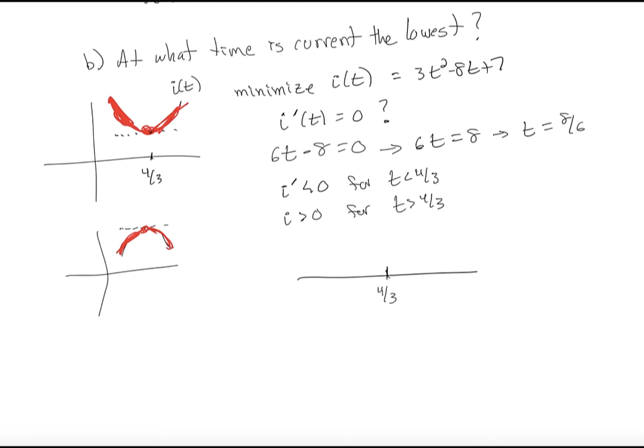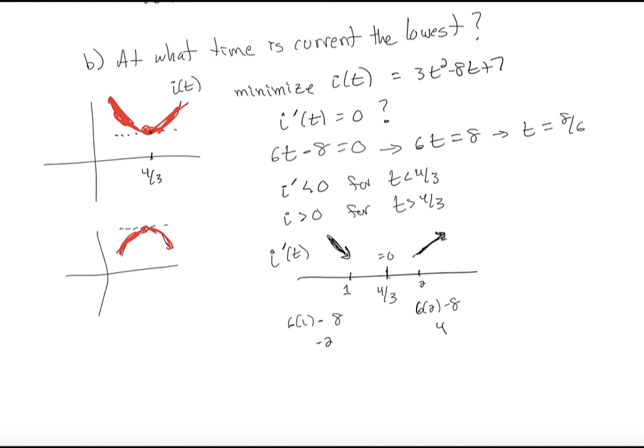If I plug 4/3 into I prime, it's going to equal 0. Now, if I jump to the left, let's pick 3/3, or the number 1. If I plug 1 into I prime, I'm going to get 6 times 1 minus 8, which obviously is negative 2. So I know my function is decreasing on that interval. I just want to double check that I'm increasing out here. So I'm going to plug 2 into I prime. I'm going to have 6 times 2 minus 8. 12 minus 8 is 4. So I am getting a positive derivative and increasing.